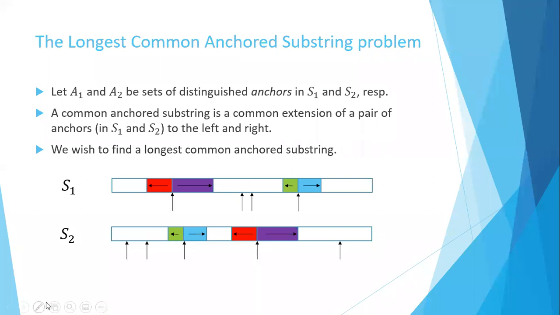In this example, you can see that there are several common anchored substrings, but the longest is the red and purple one. The problem here is that even if you can take a pair of positions and return in constant time the maximal extension to the right and to the left, we still need to go over all the pairs of anchors, which can be n squared, and it's quite a long time. So we would like to have an efficient solution to it.